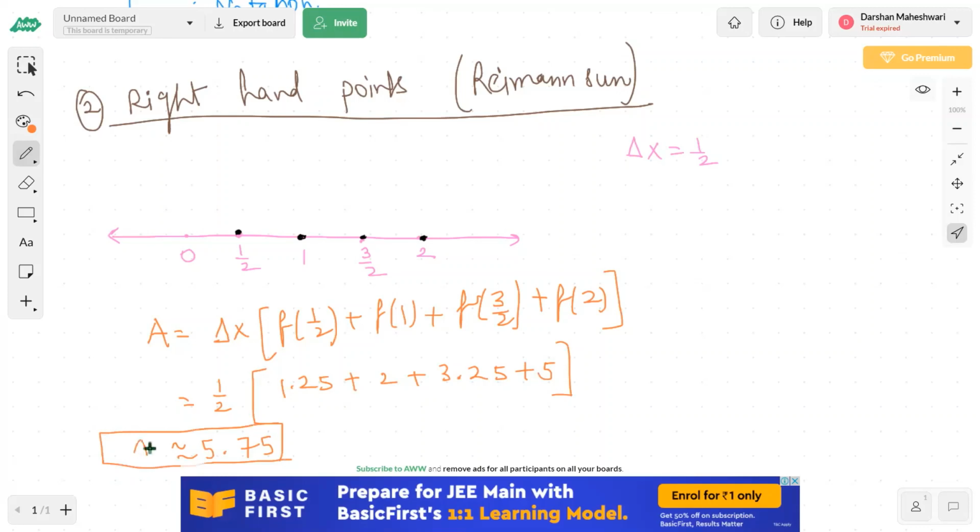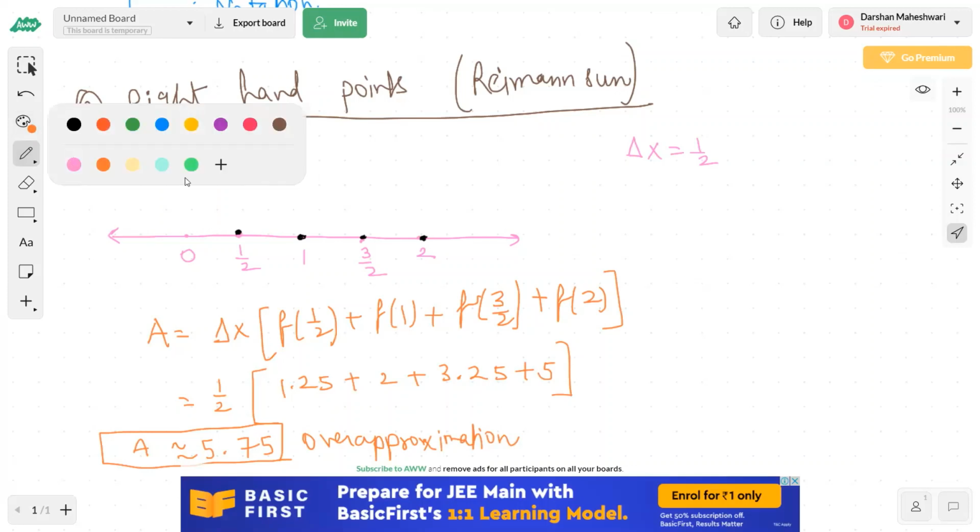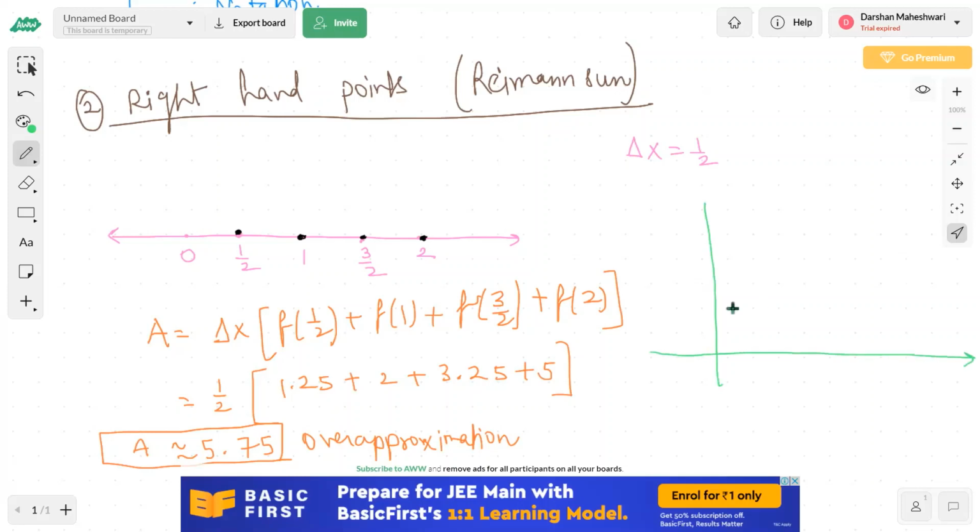Now you know that if I'm going to call it an over approximation, that is absolutely fine, because the actual area was 4.67 and this is more, and you must have also figured out by now why this is an over approximation. This is an over approximation because the rectangles which are going to form will be above the graph. So let's try to visualize this once again.